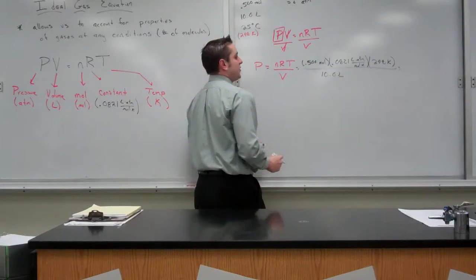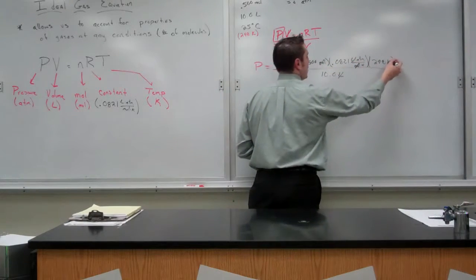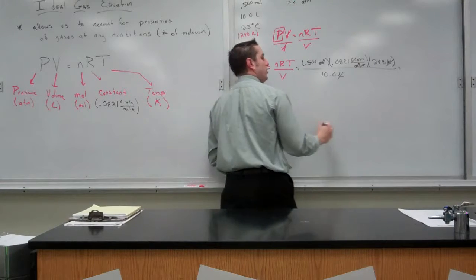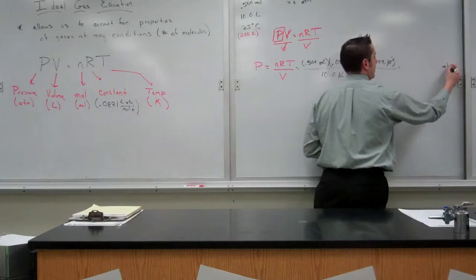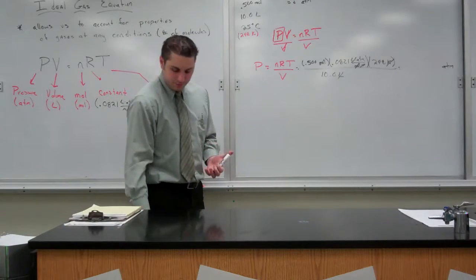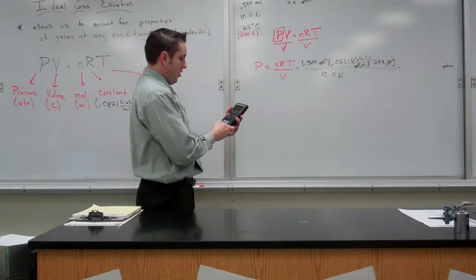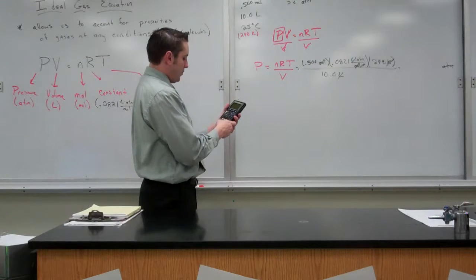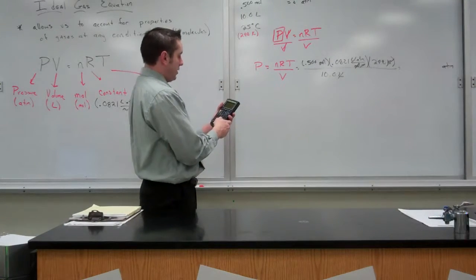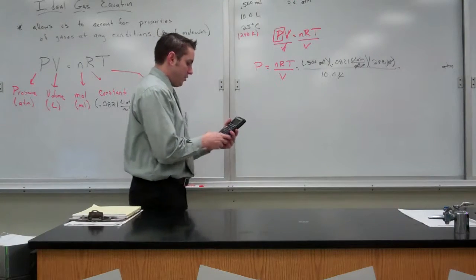Take a look at your units first. Moles cancels, liters cancels, Kelvin cancels. Only unit I'm left with is atmospheres. From here, I'm just plugging it into my calculator. 0.500 times 0.0821 times 298 divided by 10.0.